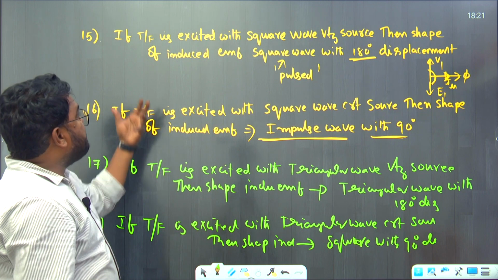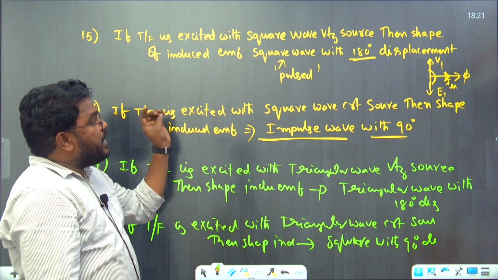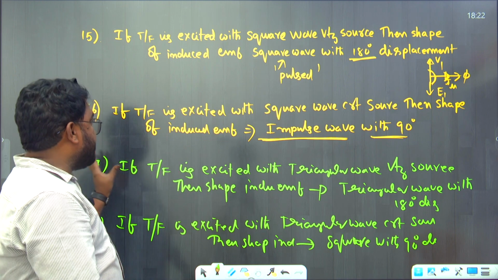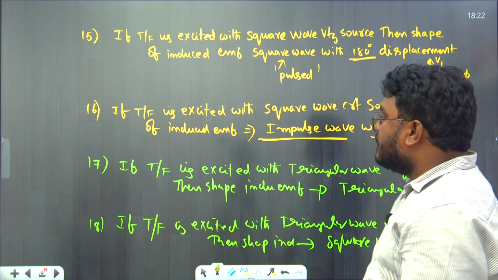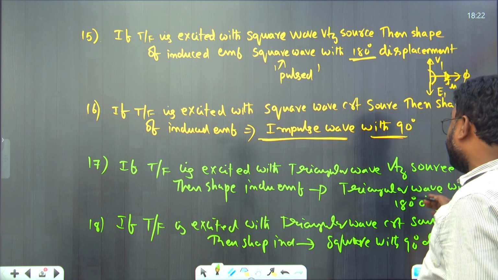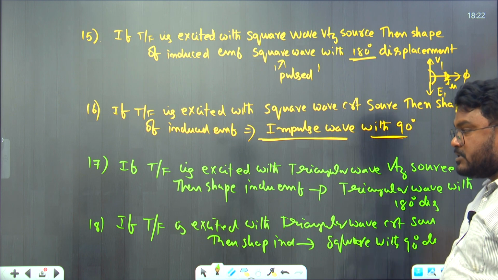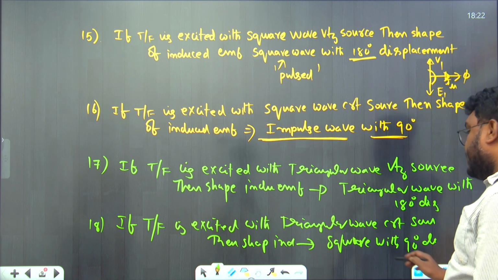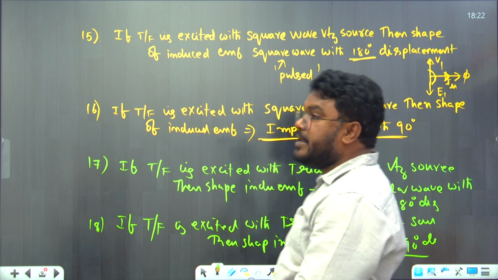There is another concept. If the transformer is excited with a square wave voltage source, then the shape of the induced EMF is a square wave only, or pulsed wave, with 180 degree displacement. If the transformer is excited with a square wave current source, then the induced EMF has a 90 degree displacement. If the transformer is excited with a triangular wave voltage source, then the induced EMF is a triangular wave with 180 degree displacement only. If the transformer is excited with a triangular wave current, then the shape of the induced EMF is a square wave with 90 degree displacement.